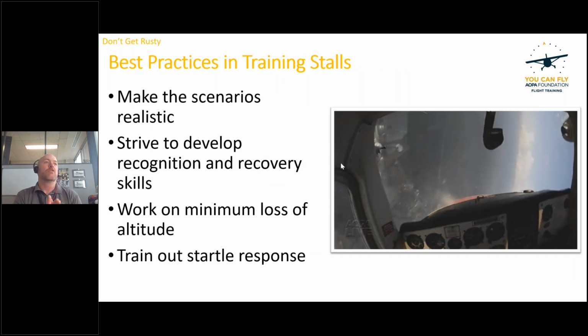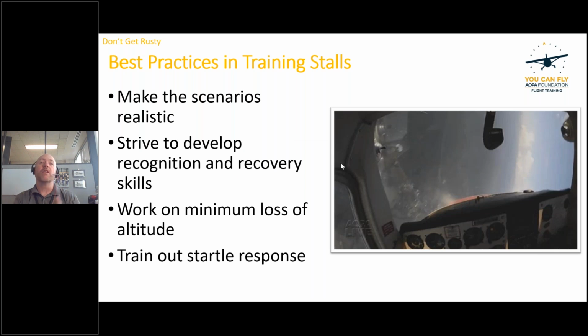All right, so best practices in training stalls. I'm going to try to use this as my theme as I talk about the stalls that we go through today, and we will talk in detail about power on stalls, power off stalls, accelerated, elevator trim stalls. We're going to talk about each of those and just what they are, and one or two others that I'm not remembering off the top of my head.